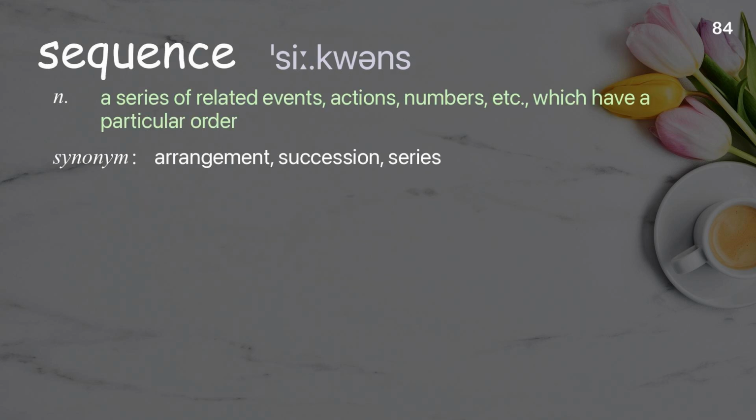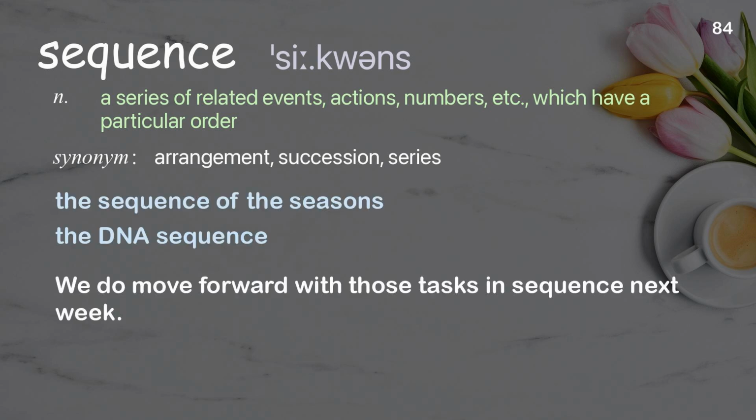Sequence. A series of related events, actions, numbers, etc., which have a particular order. Examples: The sequence of the seasons. The DNA sequence. We will move forward with those tasks in sequence next week.